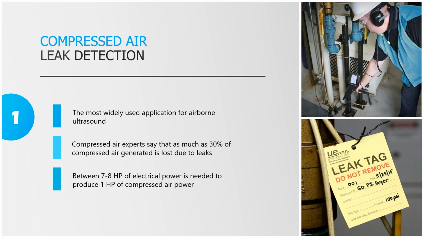If you look at some of the stats here, the compressor companies will tell you that as much as 30% of the compressed air generated is lost to leaks. The compressor companies themselves will tell you that. And if you look at what it takes to produce it, 7 to 8 horsepower of electrical power to produce 1 horsepower of compressed air power, it a lot of times can be considered the most expensive utility in a typical plant or facility.